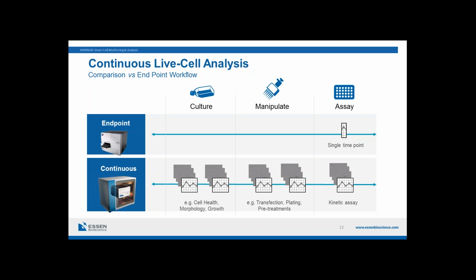Whereas with continuous live cell monitoring, you have the opportunity to derive parameters on cell health and morphology and growth through your cell husbandry activities. You can understand the efficiency of transfection if you're introducing new genes, for example. You can verify the consistency of plating if you're using microtiter plates for your assays, and the effects of any pre-treatments before you get into the kinetic assay itself, where you can follow the full time course of the biology and not have to worry about which particular time point may be most relevant for your measurements of interest.